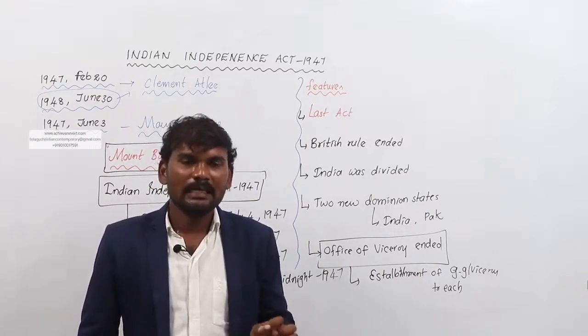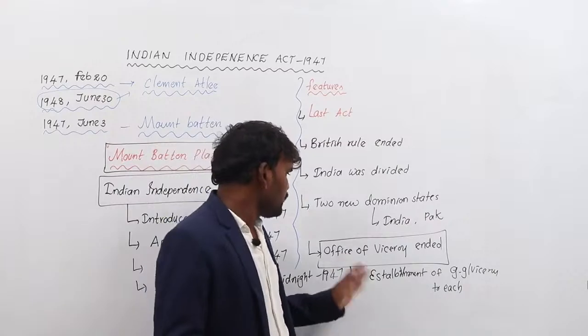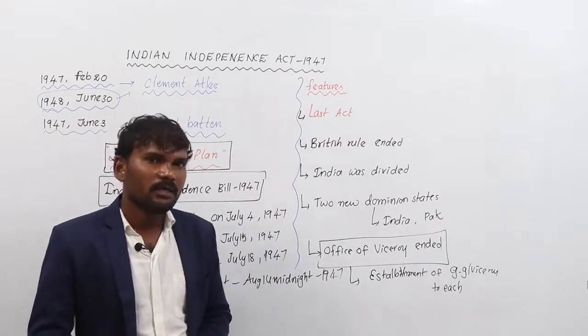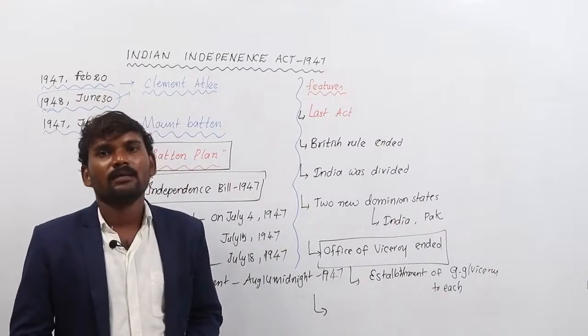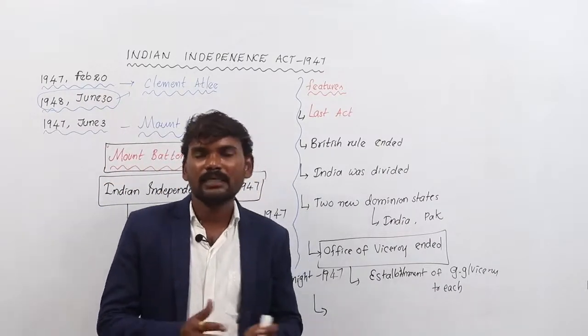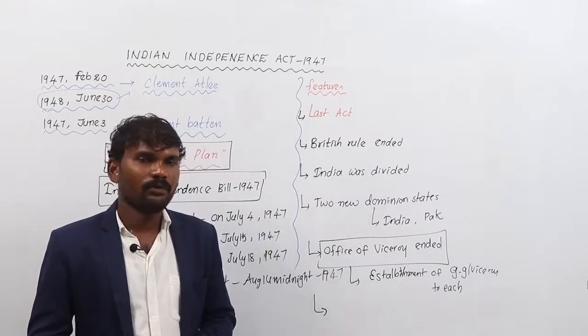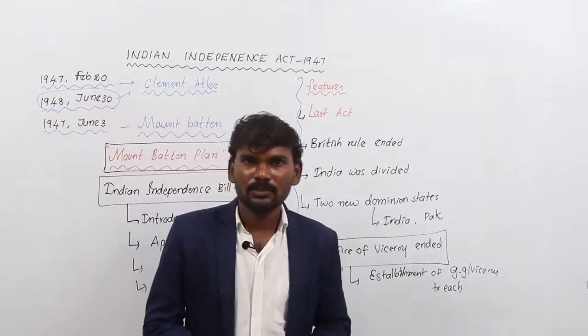Rajagopalachari was the first and last Governor General of India. So it abolished the office of Viceroy, and it provided the establishment of individual Governor Generals for Pakistan and India. And this act provided for the establishment of constituent assemblies for each dominion. So the main demand of India before independence was the setting up of a constituent assembly to make a constitution.